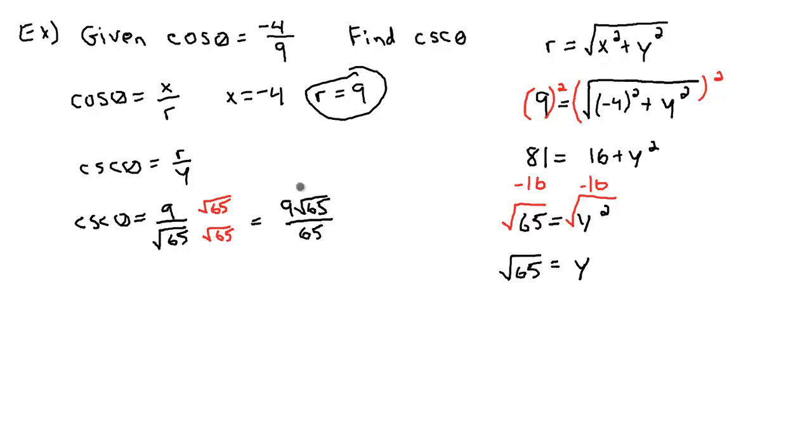And there's no way that we could reduce that at all, so our final answer is going to be 9 times the square root of 65 over 65. That's our value for cosecant of theta, given cosine of theta equaling -4/9. So that's that.